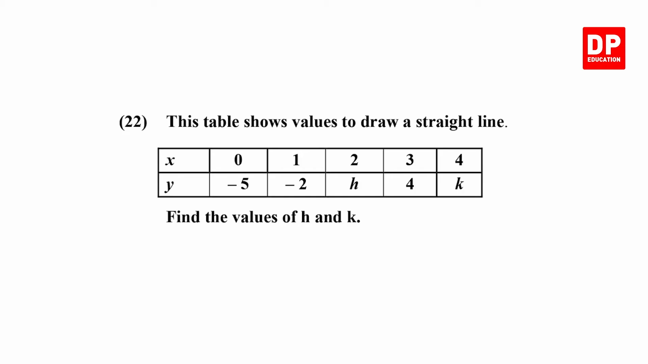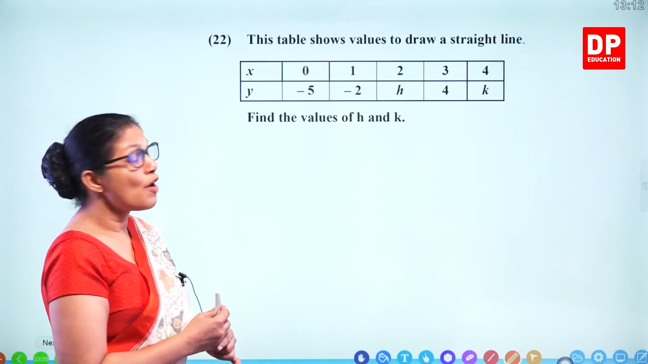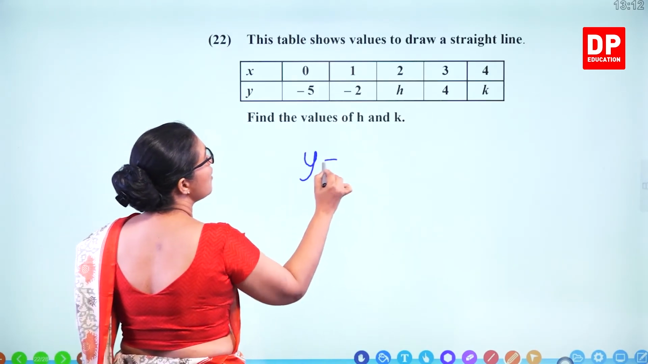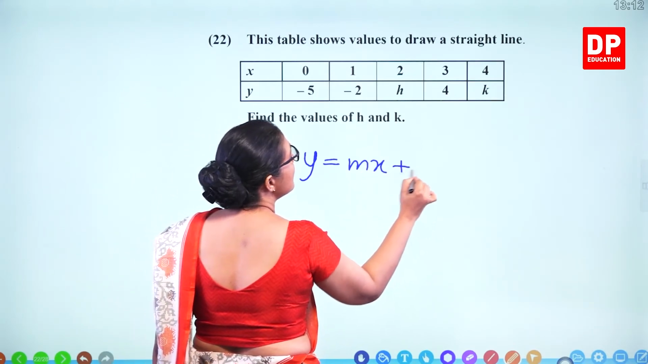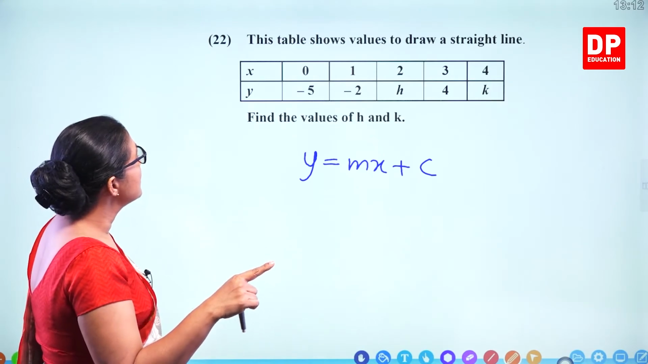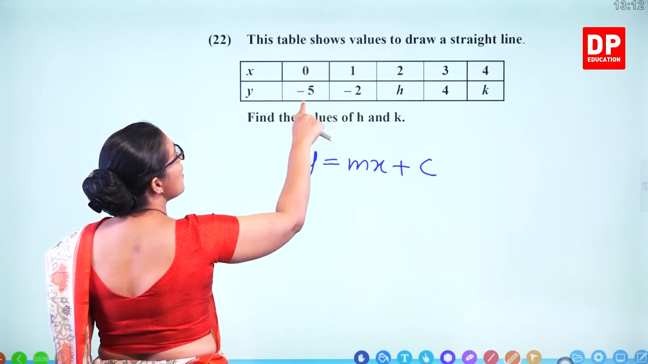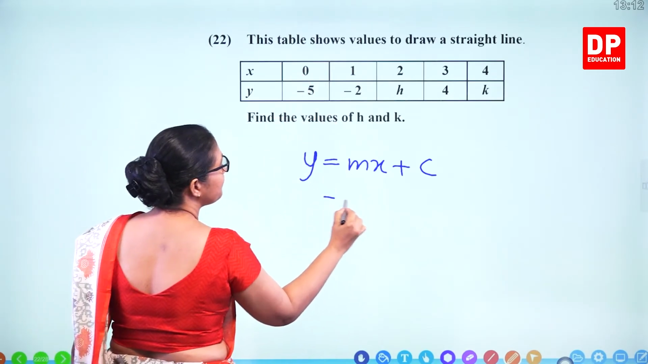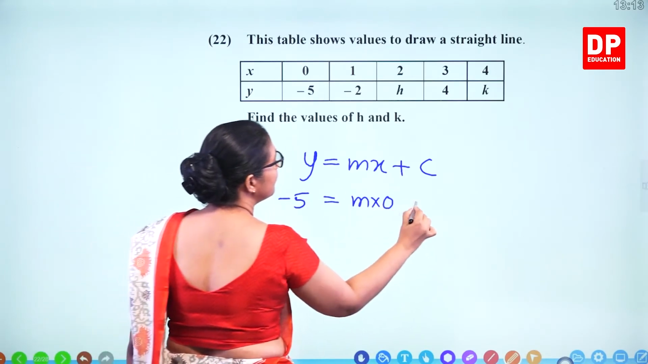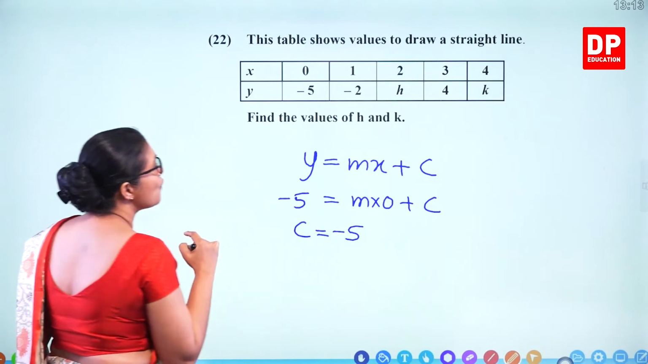Question number 22. This table shows values to draw a straight line. Find the values of H and K. So this is a straight line, y equals mx plus c. Two unknowns, so you need two values. Here, this is the easiest one. When x equals 0, y equals minus 5. So straight away, you can find out the c value, that's minus 5.